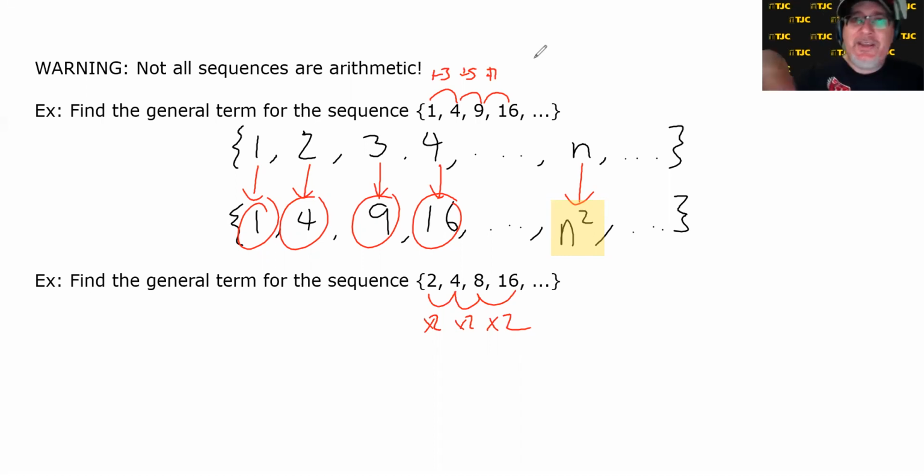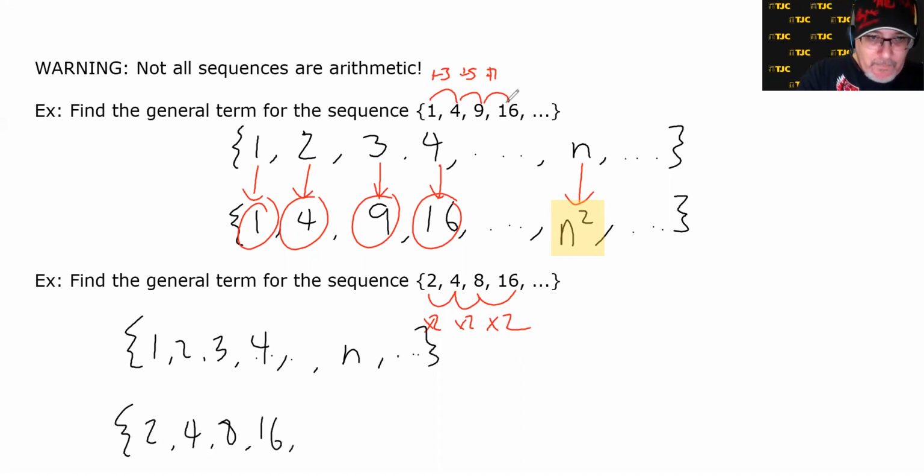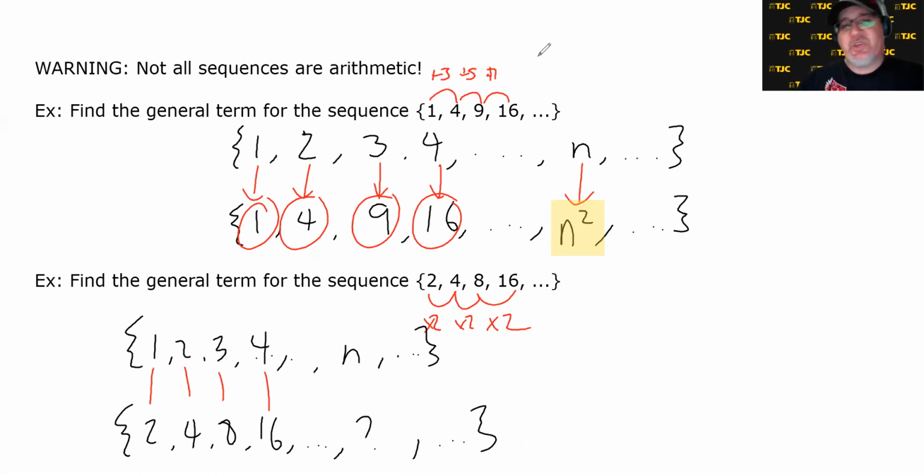What is the nth term? Well, let's set up the natural numbers. And let's set up the sequence below it, 2, 4, 8. I left out 4 up there. What do you do to 1 to get 2? But the same thing turns 2 into 4, turns 3 into 8, and turns 4 into 16.